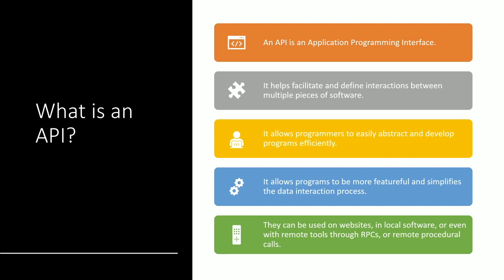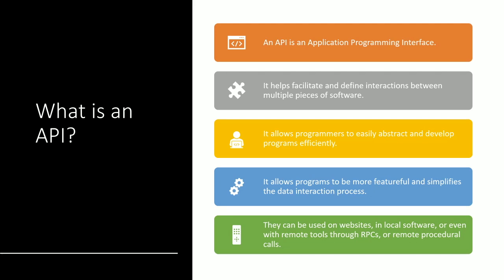So, what is an API? An API is an application programming interface, or to put it in simpler terms, a program which helps facilitate and define interactions between multiple pieces of software. It allows the programmer to more easily abstract and develop their programs in an efficient and featureful manner, and helps them simplify the process of fetching and interacting with data on a larger scale.